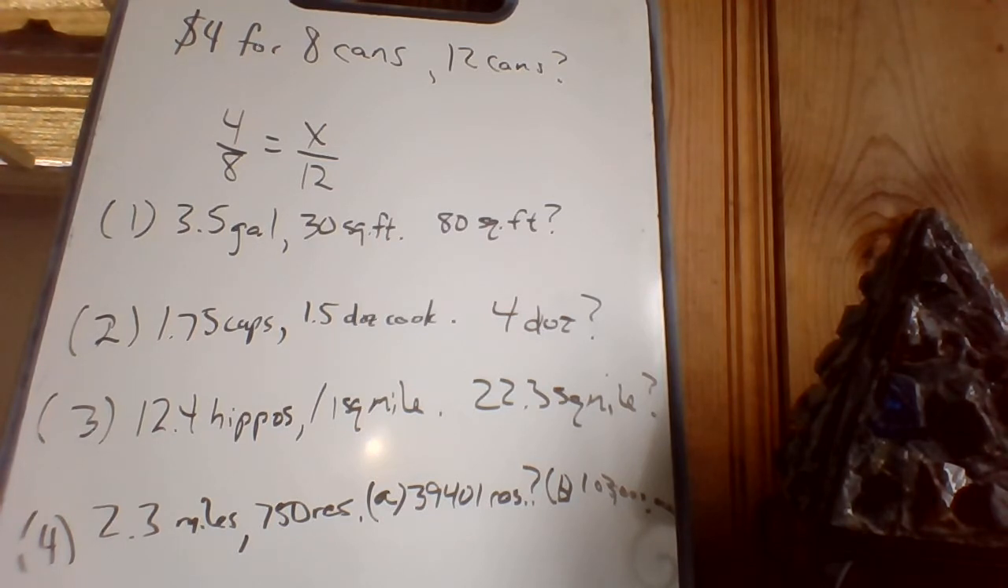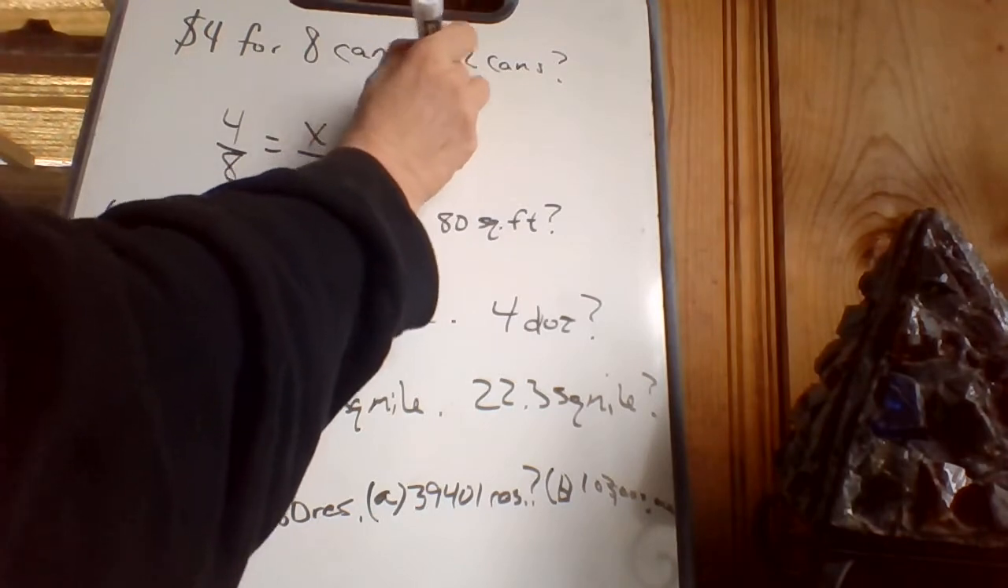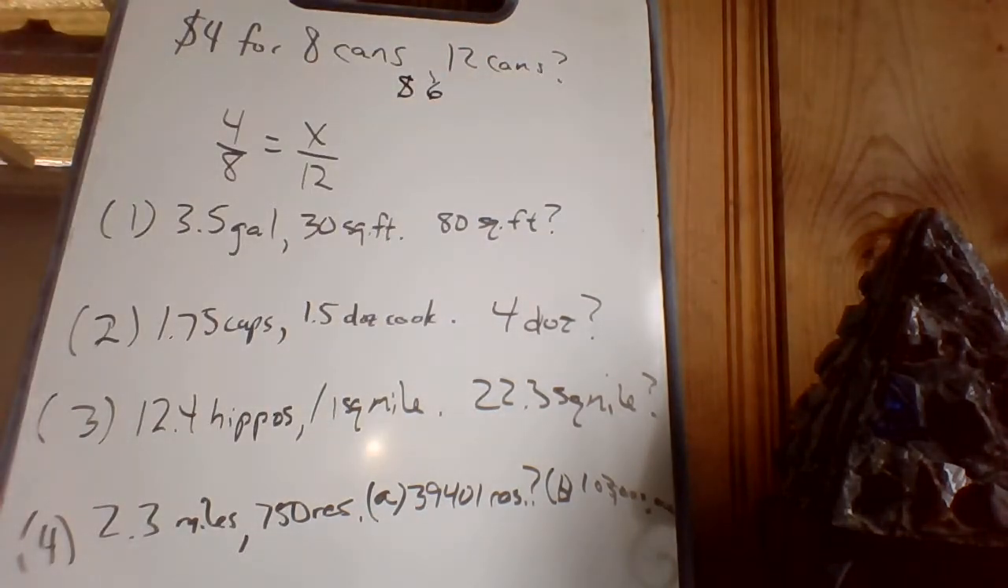Well, the common sense way is, okay, let's see, if it's $4 for 8 cans, that's $2 for 4 cans, that's $1 for 2 cans. Okay, that's 50 cents per can. And I'm going to buy 12 cans, and they're 50 cents each. That's going to be $6. Okay, that's the count it off in your fingers method, which works great when the numbers work out like that.